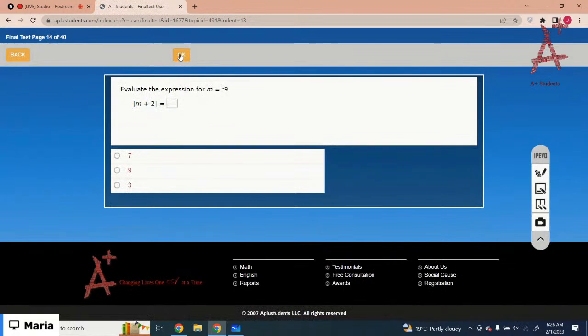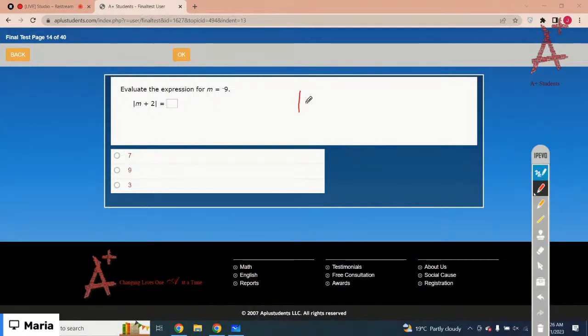Okay, the next one is evaluate the expression for m equals -9. Basically it is the absolute value, got it? And absolute values are always positive values. -9 plus 2 equals -7. Because it is absolute value, that equals 7. Got it? The correct option is the second, 7. Just select the correct option, then click on the OK button.